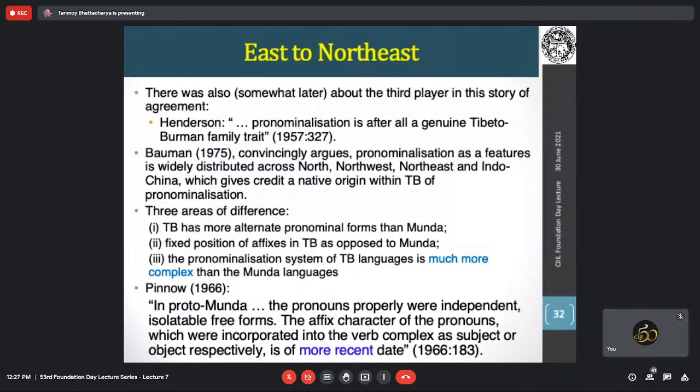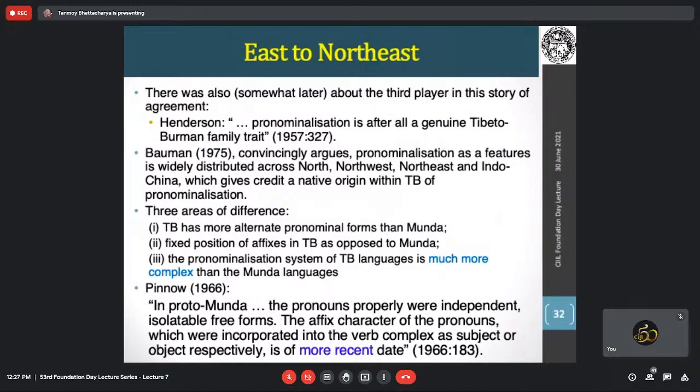So Henderson, for example, says, pronominalization is, after all, a genuine Tibeto-Burman family trait. That is, it's something which happened in Tibeto-Burman by itself. Then Bauman, and again, a great thesis, I'm a great admirer of this thesis, Berkeley, University of California, Berkeley thesis, convincingly argues that pronominalization as a feature is widely distributed across North, Northwest, Northeast, and Indochina, which gives credit to a native origin within TB of pronominalization. He, in fact, points out these three differences.